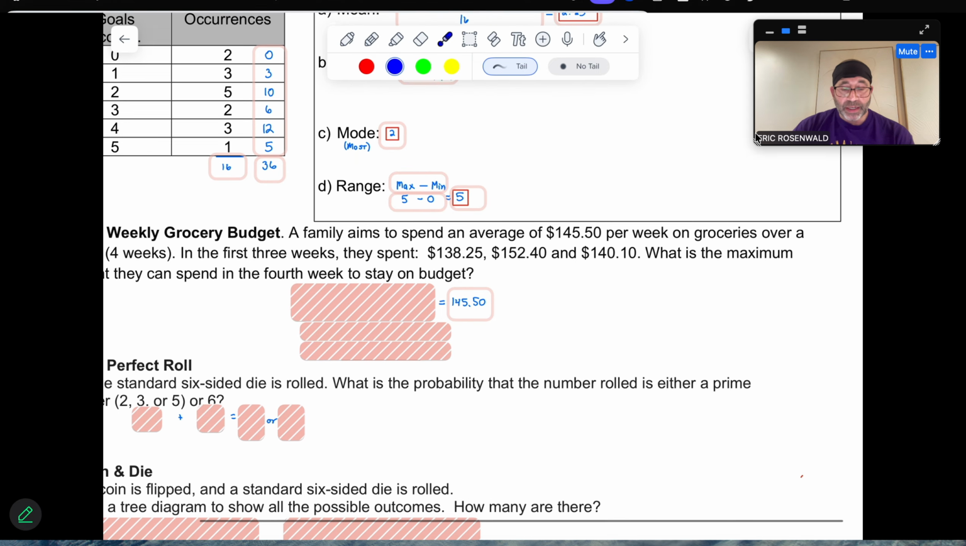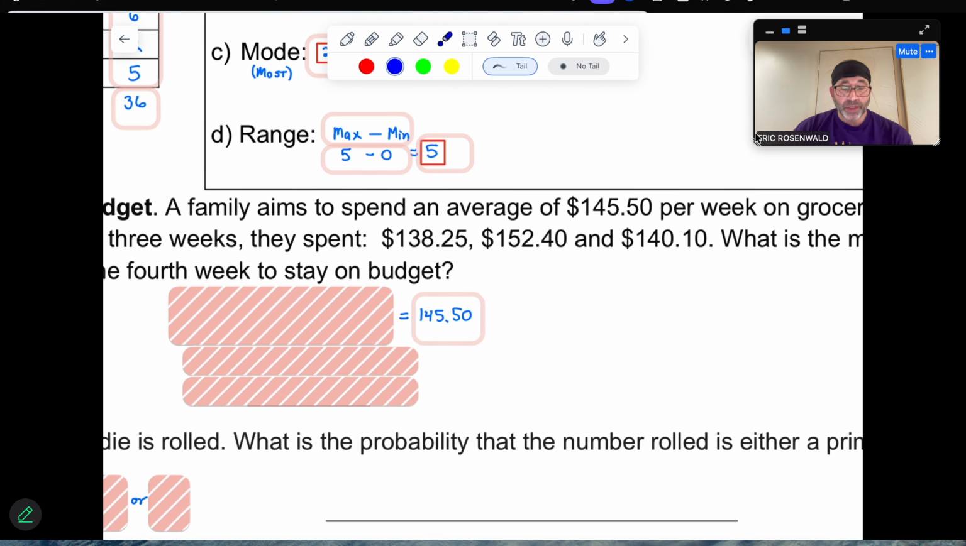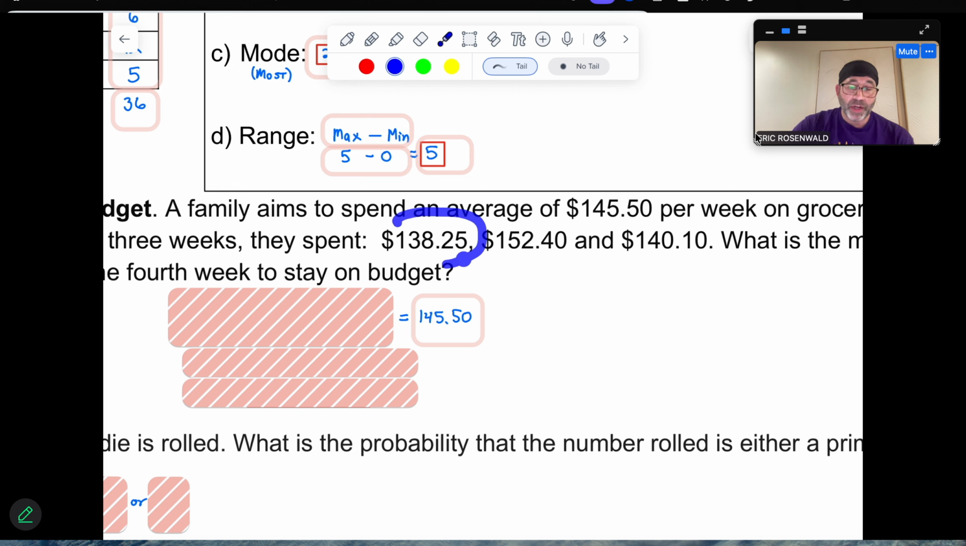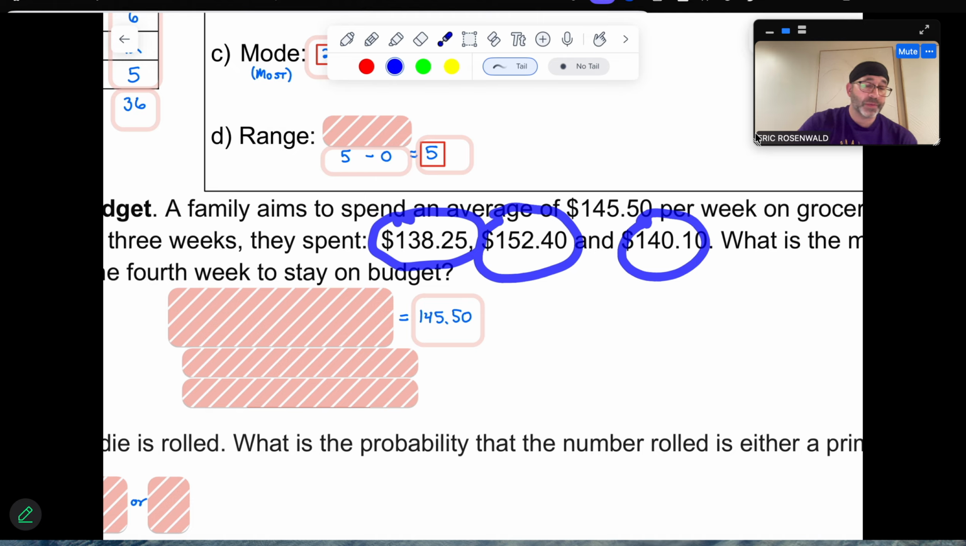If we look at the data here, they say that during the first 3 weeks, this first time they went under budget, right? They were under, so they were at 138. The next one, they were over, and then the next one was under. The question is, if there's 4 weeks in the month, how much should they spend in that 4th week so that all of it averaged out to 145.50?